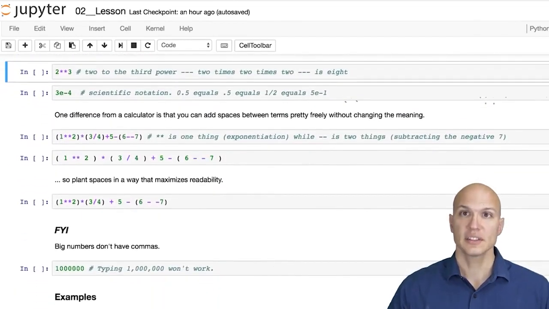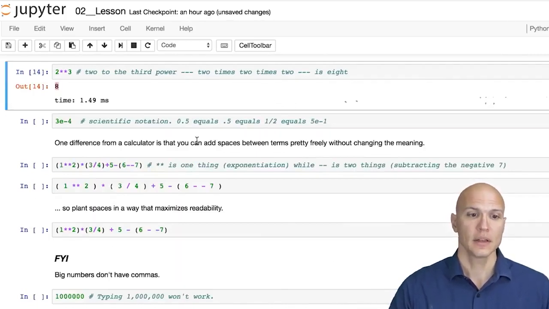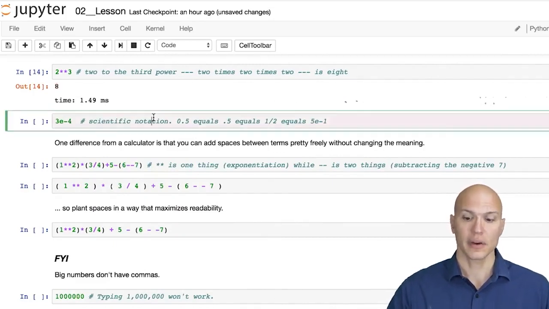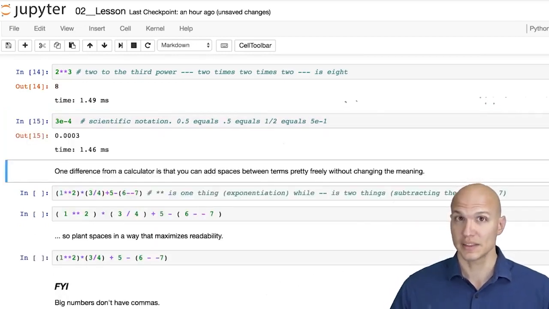2 multiplication signs gives you exponentiation. So that's 2 to the third, or 2 times 2 times 2, we should get 8. Very nice. In our output right there, just like we expect. And scientific notation, we can also represent incredibly large or very small numbers with the E notation that you might have learned. We're not going to use a lot of that, but it's there.